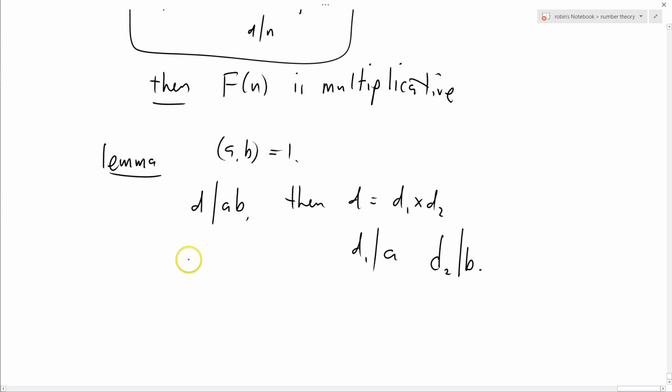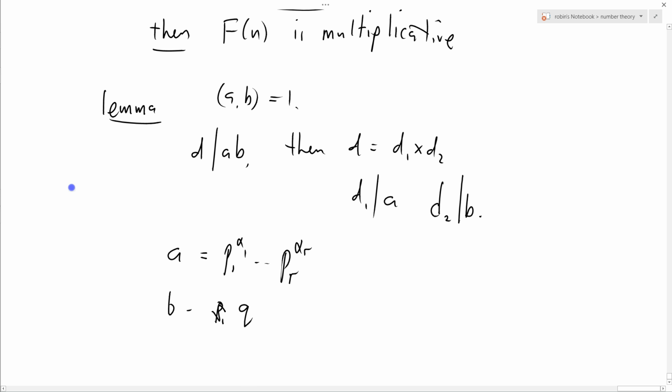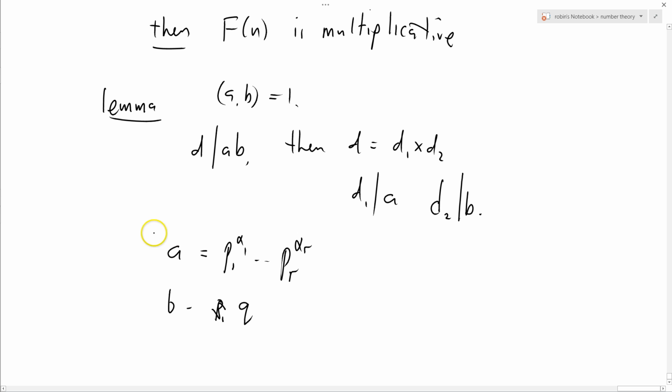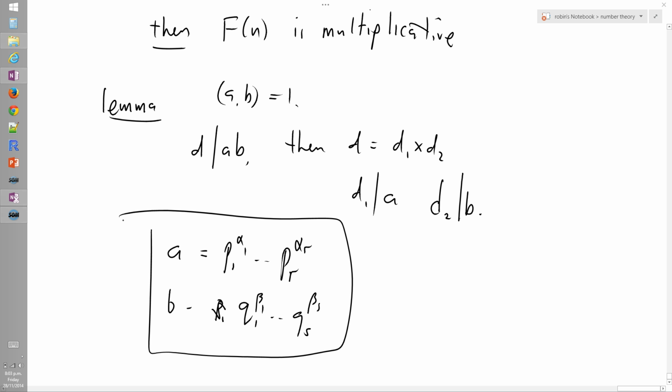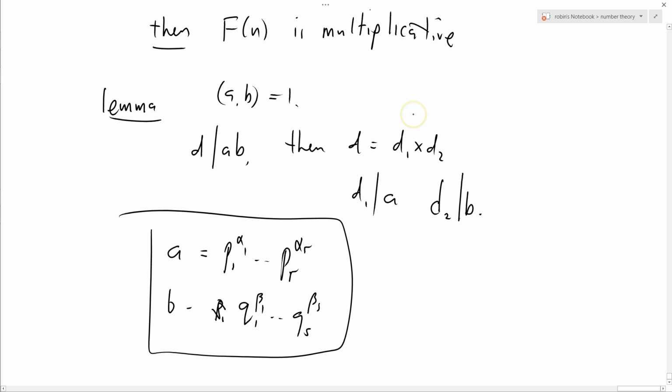This is quite straightforward. If I look at the prime factorisation of a, which is p1 to the alpha 1 through to pr to the alpha r, and b equals p... Oh no, it's not. It can't have a p1 in it because they're co-prime. So it's got to be q1 to the beta 1 all the way through to qs to the beta s. You can see that if we need a divisor of this product here, it's going to have some p's in it and some q's in it, and so it's got this feature here. So I'm just going to start with that.